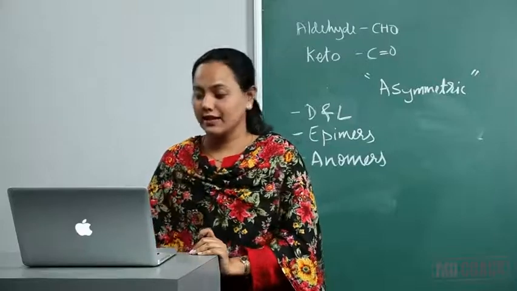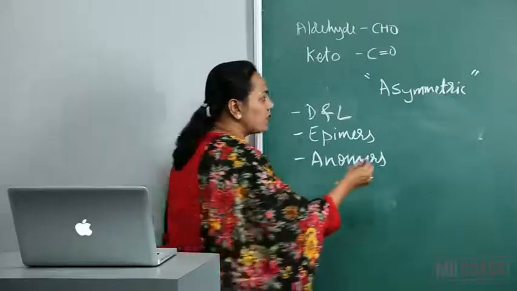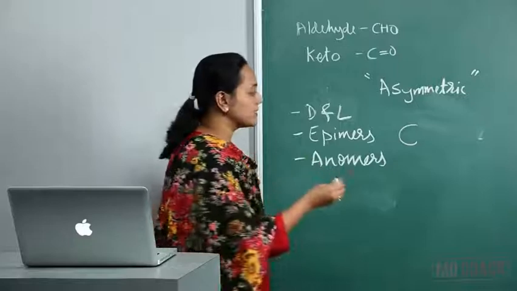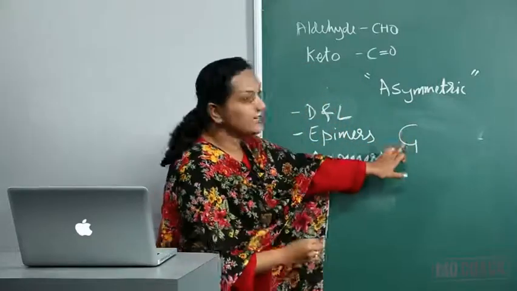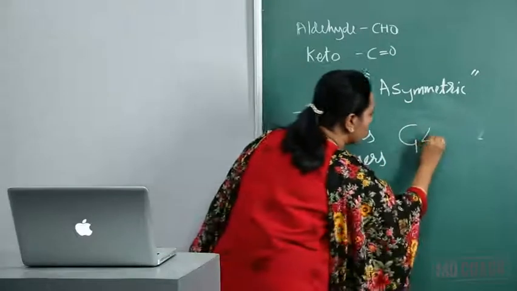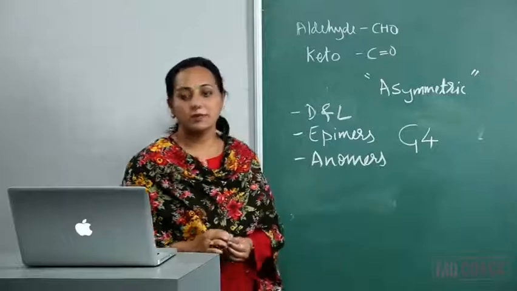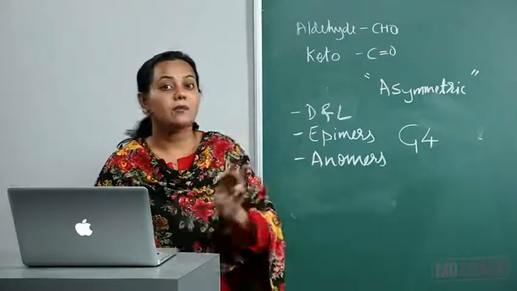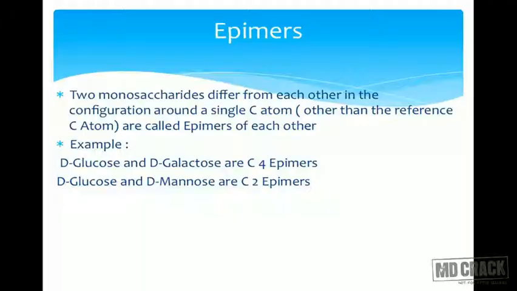Now glucose and galactose are C4 epimers. So this is where the whole thing gets confusing for many people. So C4, C2, which is that? We usually write G like this. So if you look at it, it looks somewhat like 4. So glucose and galactose are C4 epimers. So that's a way you can remember between which carbon atom they are the epimers of. D-glucose and D-mannose are C2 epimers.